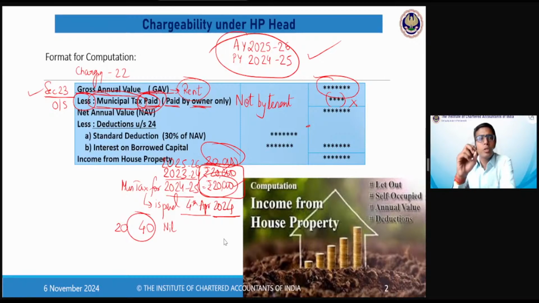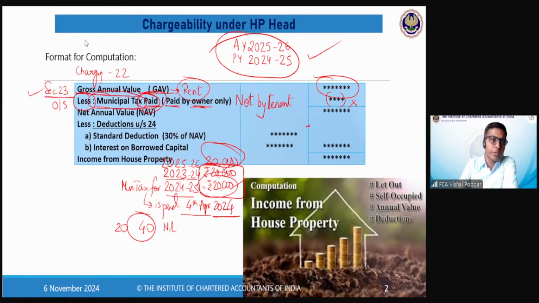Because the condition is I will get the deduction only if I am the owner of the property, because this computation is for the owner, because owner is the one who will be receiving the rent. So owner has to pay it, and if owner has not paid it, in that particular case, if tenant has paid it, owner cannot get the benefit of that deduction because owner has not paid it in the first place. Fine, students?